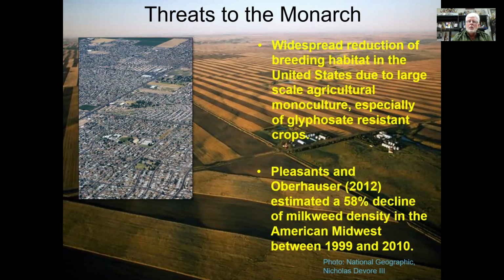But as I said, one of the biggest threats is the loss of milkweed on the habitat. Pleasance and Oberhauser estimated in a paper in 2012 that there was a 58% decline of milkweed density in the American Midwest between 1999 and 2010. And a lot of that is due to our changing agricultural practices, planting large monocultures, though this has happened for a while, and there has been a general decline in monarch populations.